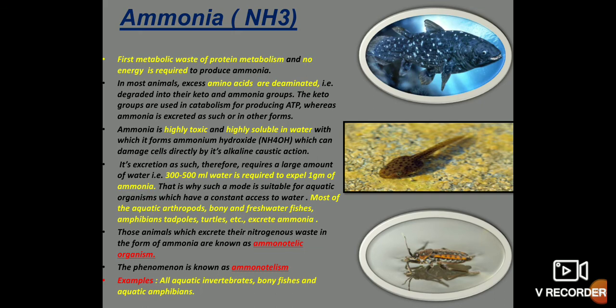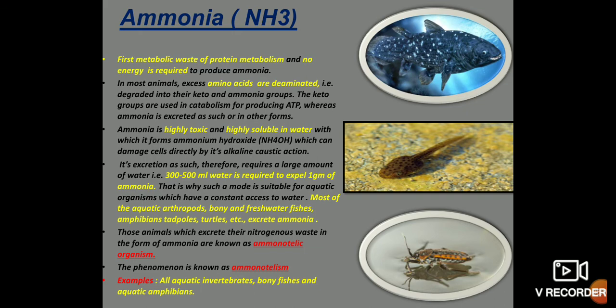Its excretion as such therefore requires a large amount of water, that is approximately 300 to 500 ml water is required to expel 1 gram of ammonia. That's why such a mode is suitable for aquatic organisms which have constant access to water. Most of the aquatic arthropods, bony and freshwater fishes, amphibian tadpoles, turtles, etc. excrete ammonia in the form of readily soluble ammonium ions through the gills or body surfaces by the process of diffusion.